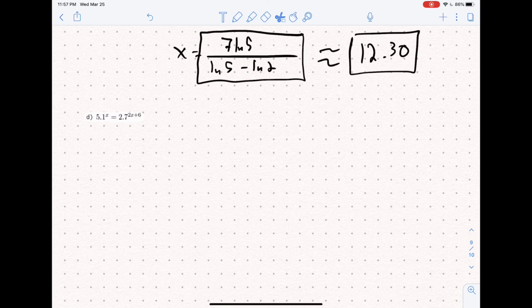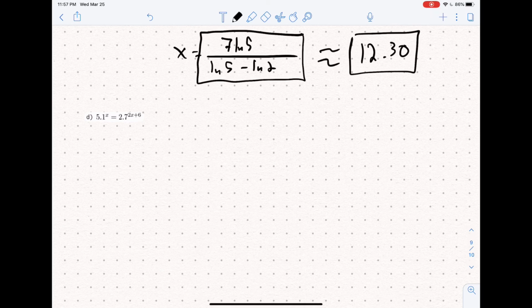Okay. 5.1 to the x is equal to 2.7 to the 2x plus 6. Look, this is a lot like the previous problem. It's just that the bases now, instead of being nice whole numbers, are these annoying decimals, 5.1 and 2.7. How do we deal with it? We deal with it the same way.